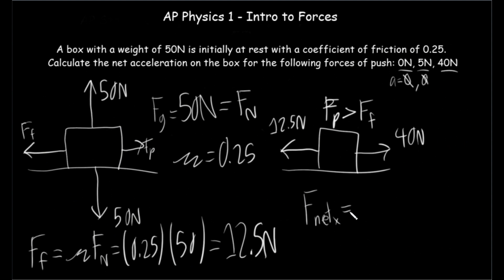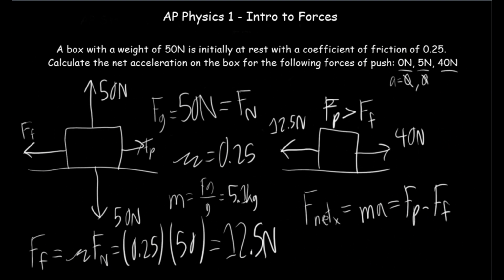So the way you write this, remember that force is equal to mass times acceleration, right? So you'd have mass times acceleration. And in this case, you would need the mass. So let's solve for that. So 50 divided by 9.8 is about 5.1 kilograms. And it would equal the force of push minus the force of friction. And you can just do the algebra here. You divide m on both sides.